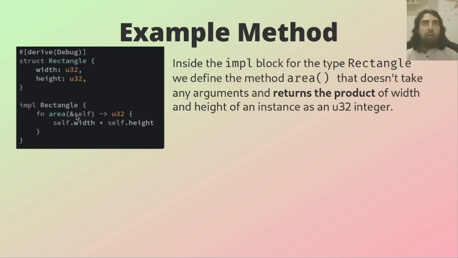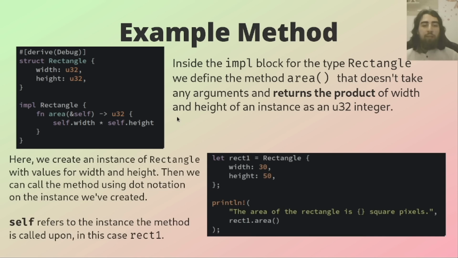It takes as an argument a reference to self, and self stands for the name of the instance. So inside the method we are multiplying self.width, this field, by self.height, this field, and then we return the result of this operation. Now again, self over here will be replaced by the name of the instance.